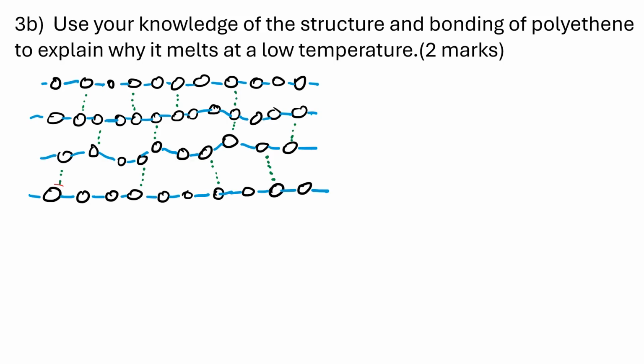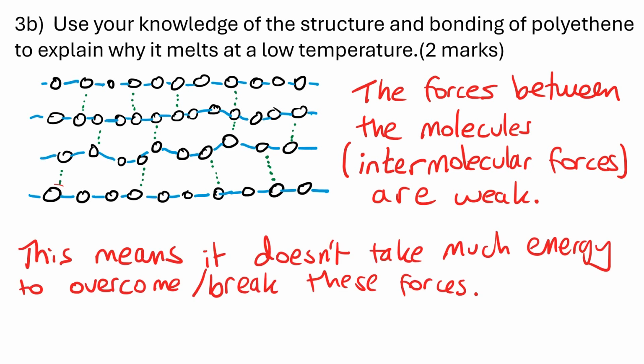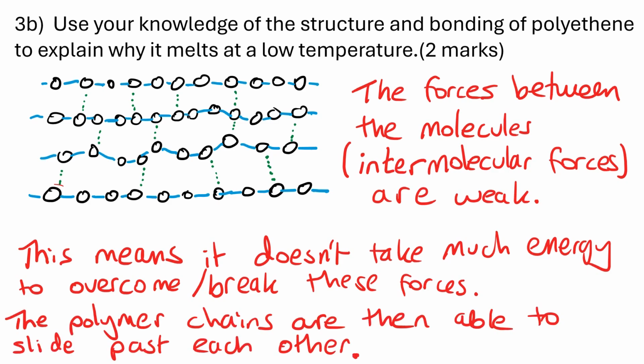Question 3b. Use your knowledge of the structure and bonding of polyethene to explain why it melts at a low temperature. Well, it's because it's got those forces between the molecules that are weak. In other words, the intermolecular forces are weak. This means it doesn't take much energy to overcome or break these forces, and once that's happened, the polymer chains are then able to slide past each other.